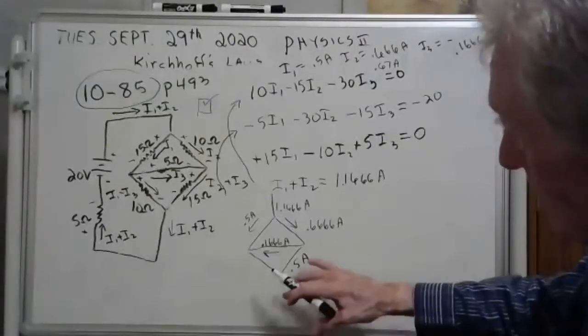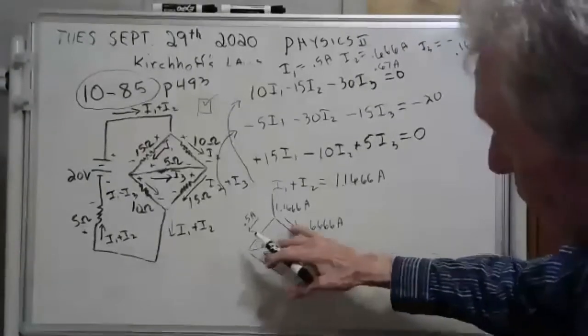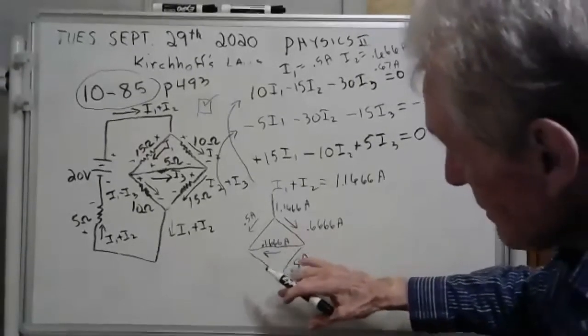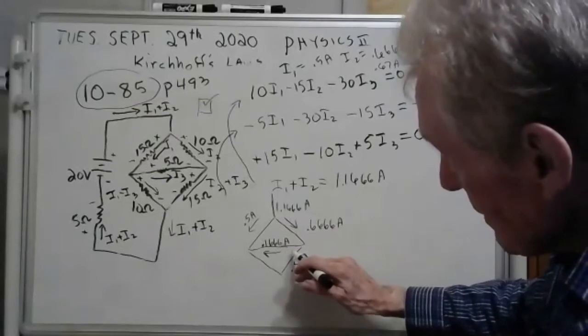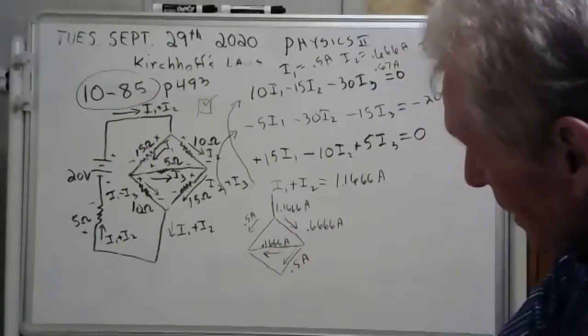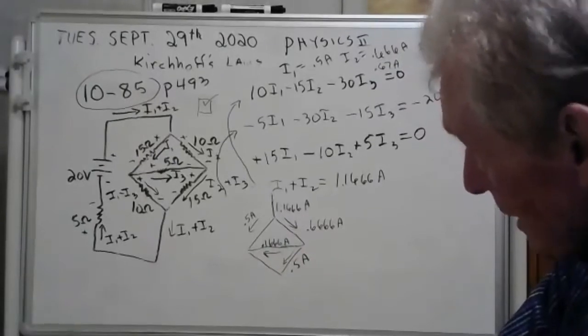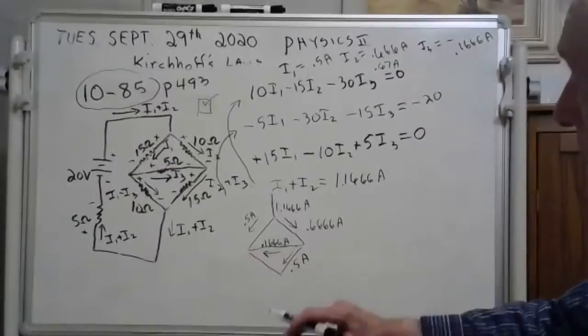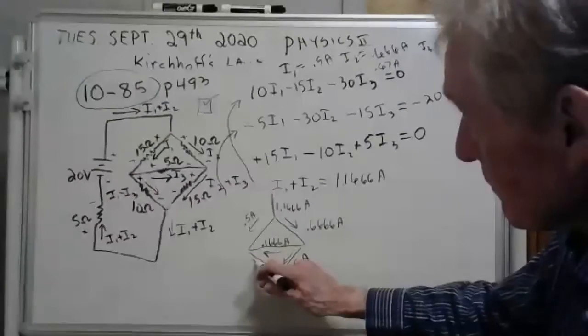You know what? That works. If 0.6666 comes in, and 0.5 goes out and 0.1666 goes out, they add up. That works. Now let's see what this one is.